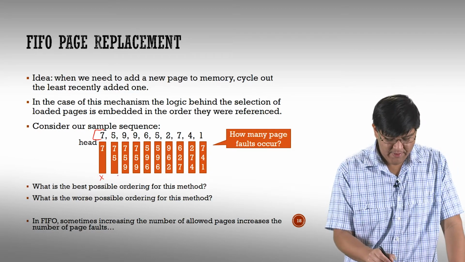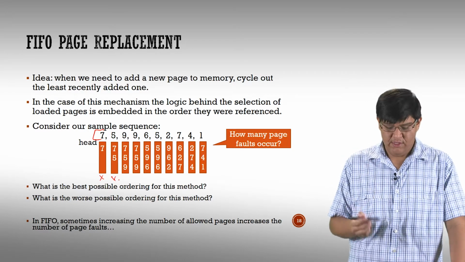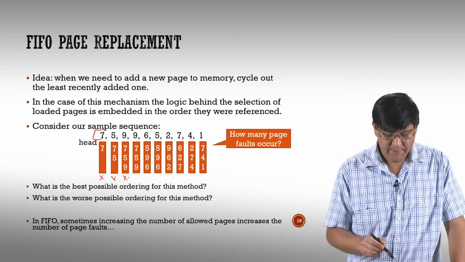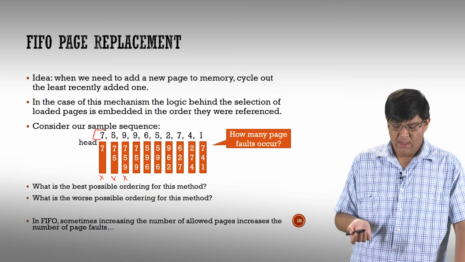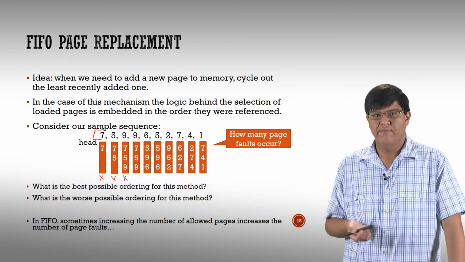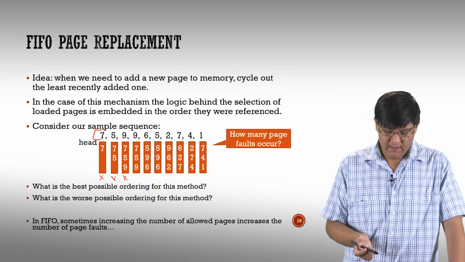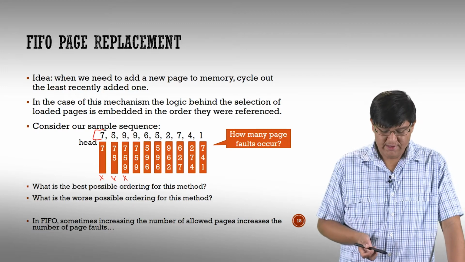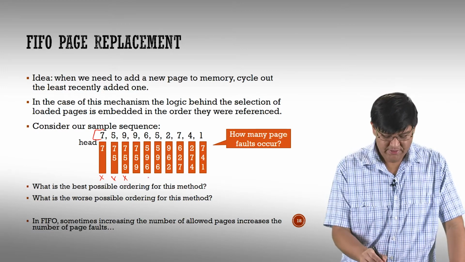Then I get a 5, another page fault. Add the 5 to the queue. Another 9, and a page fault, add that to the queue. Then I get another 9, not a page fault because it's already there. That's fine, the queue stays the same. Then I get a 6. When I have a 6, that's going to be another page fault.